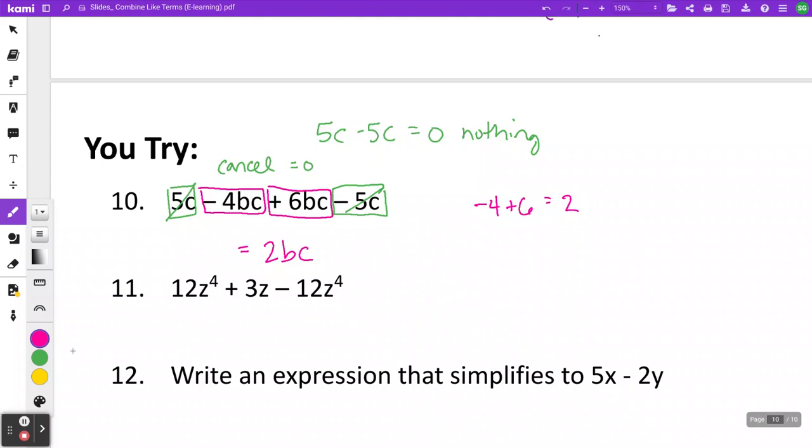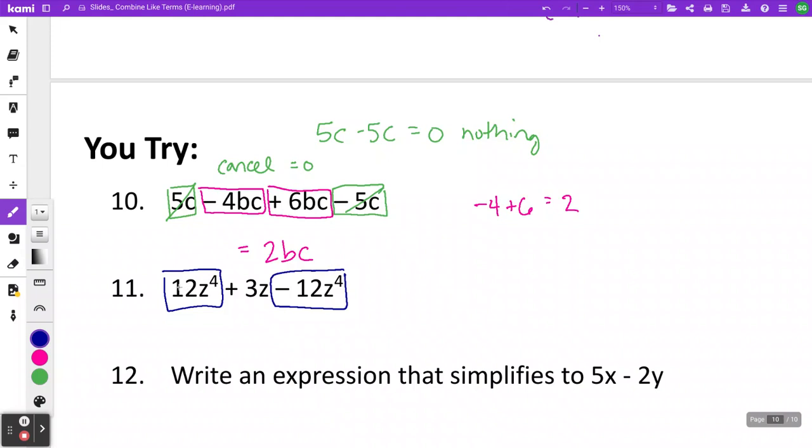Number 11 is for you. Go ahead and try that one now. For number 11, I would be on a hunt, just like we've been for all these problems, for which terms are like terms. Which terms can I combine? For number 11, the terms that have the same variable and the same exponent are these z to the fourth powers, 12z to the fourth power and minus 12z to the fourth power. 3z is different because it doesn't have that same exponent.